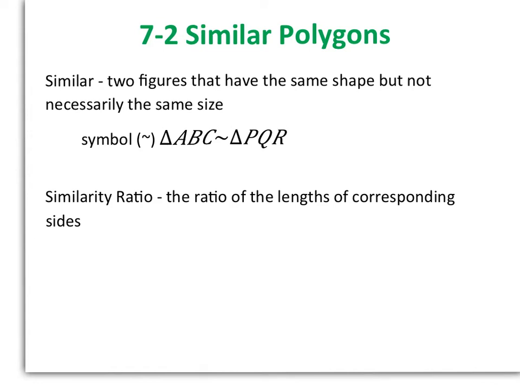In section 7.2, we will look at similar polygons. So in math, similar refers to two figures that have the same shape but not necessarily the same size. The symbol for similar is a squiggly line, and we can say that triangle ABC is similar to triangle PQR. Similarity ratio is the ratio of the lengths of corresponding sides.